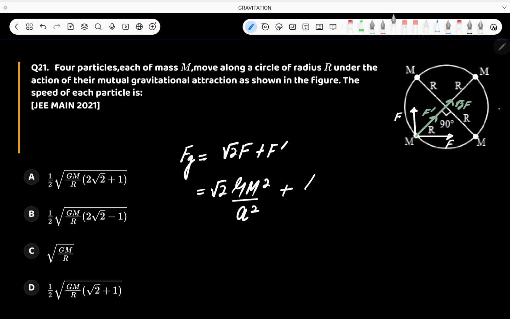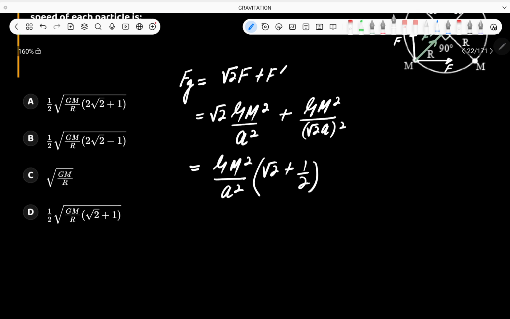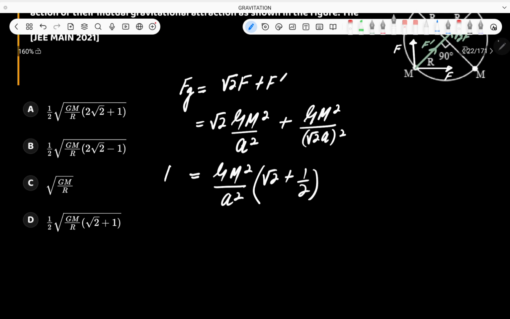What will be the value of this F dash? It will be G M square divided by root 2a whole square. Eventually the equation comes out to be like this: G M square by a square into root 2 plus 1 by 2. This is the net gravitational force on one particle. Okay, is that clear? This will provide the necessary centripetal force required for a particle to move along a circular path.